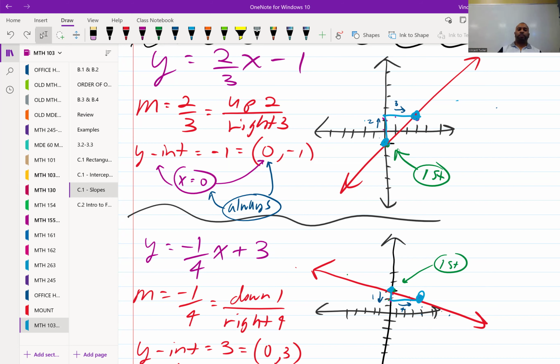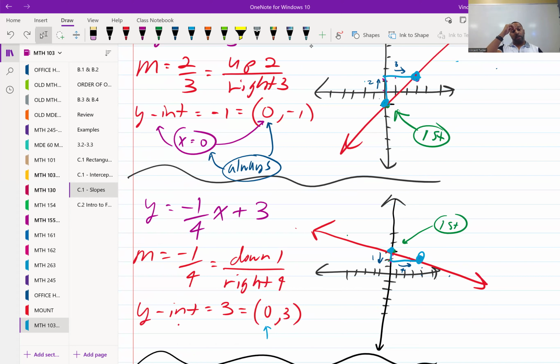All right. Here we have y equals -1/4 x plus 3. The -1/4 that's attached to the x is our slope, and the +3 is our y-intercept. So as an ordered pair, the y-intercept will be (0, 3). And we have -1 over +4 as our slope, so that means I'm going to go down 1 and then right 4.